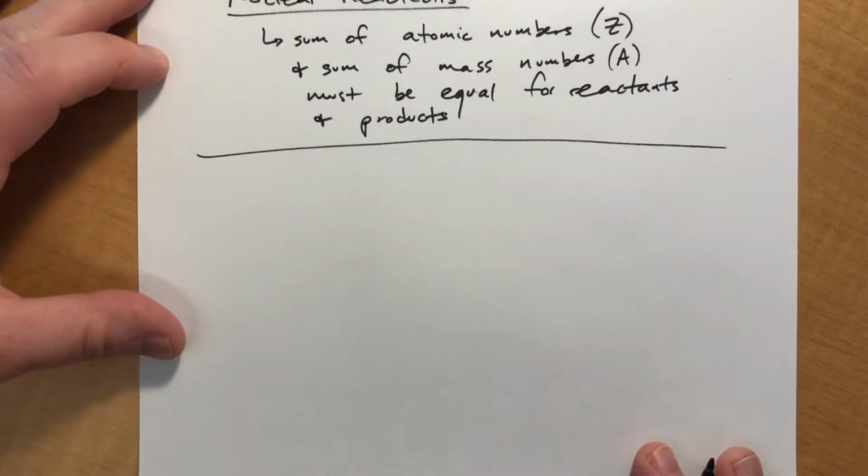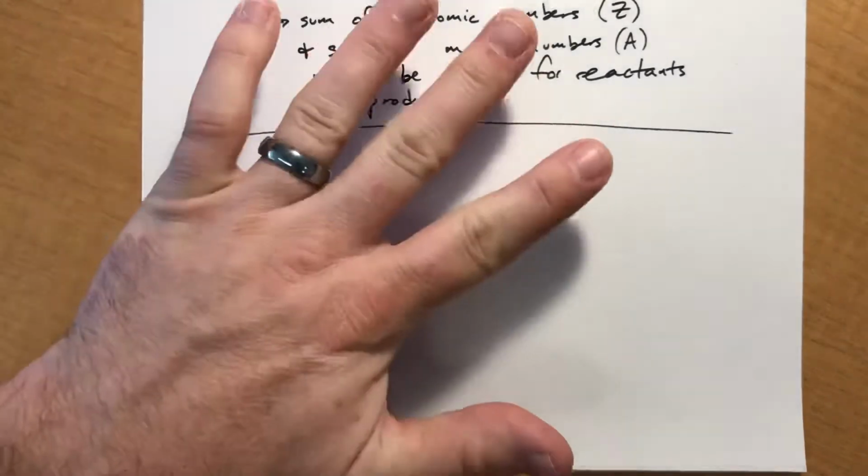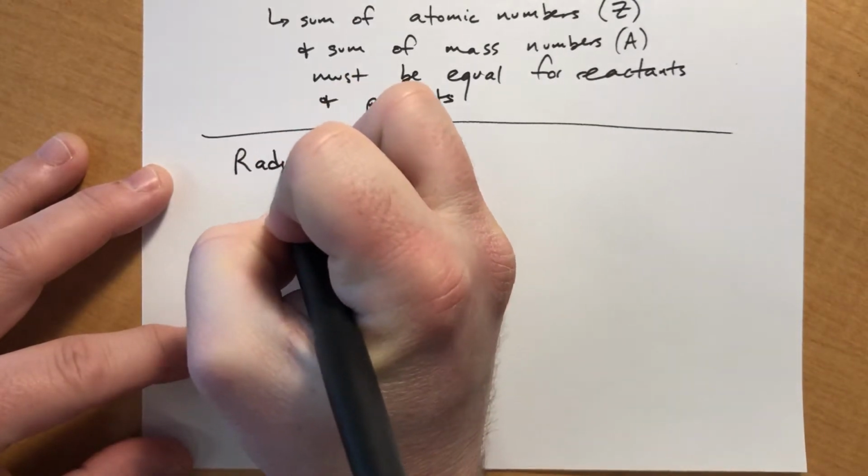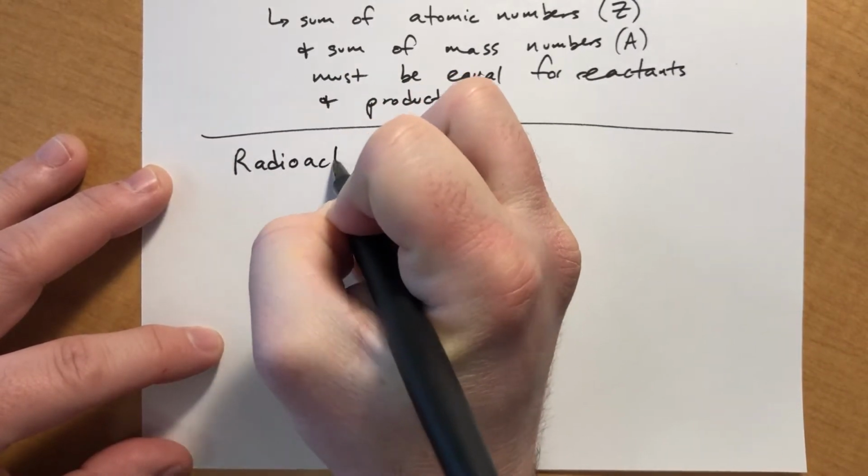It's pretty straightforward. So, there are 5 different types of radiation. We're going to start talking about those. They're all variations of radioactive decay.